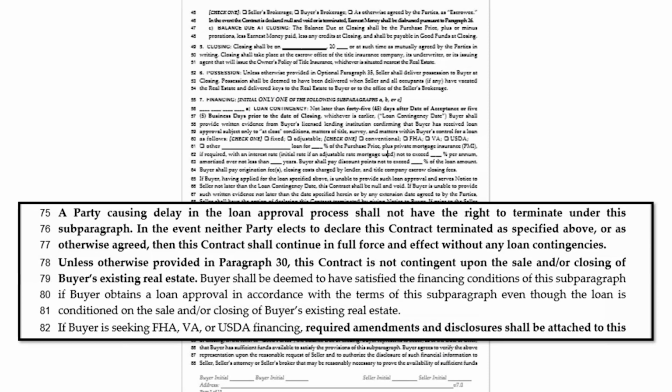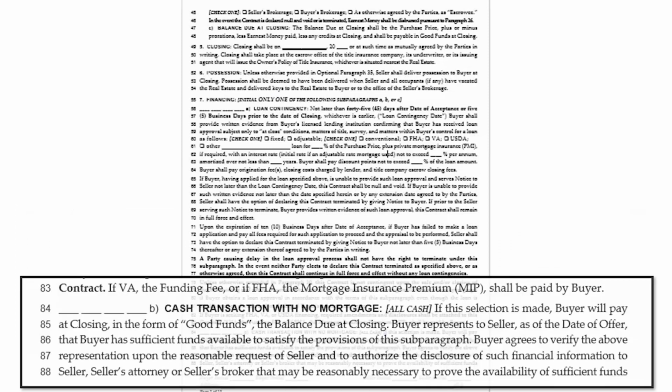All right, so now it says also that if it's VA, the funding fee, or if FHA, the mortgage insurance premium, is paid by the buyer. This is just to make sure that the buyer understands that those two fees are not going to be pushed off onto the seller. Okay. So paragraph B is, you chose A if your buyer wants a mortgage contingency. That means he is not going to buy this house if he cannot get a mortgage.